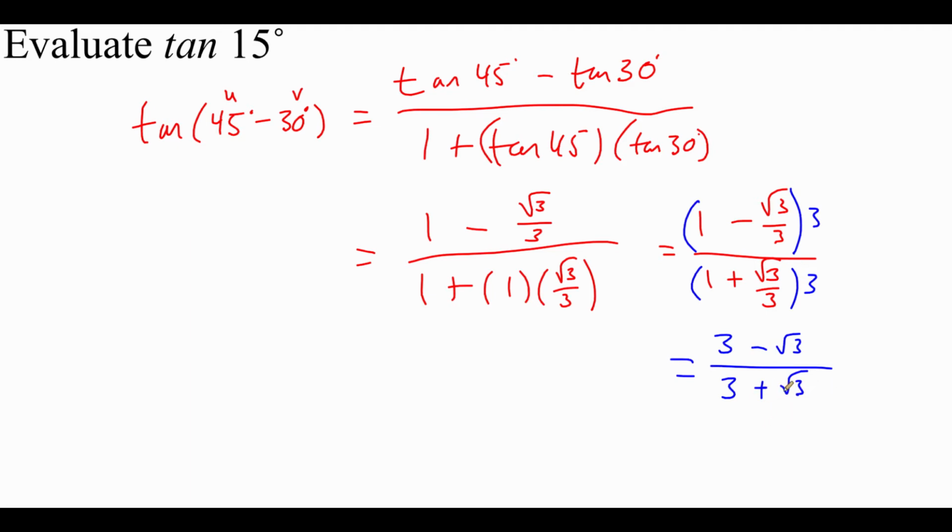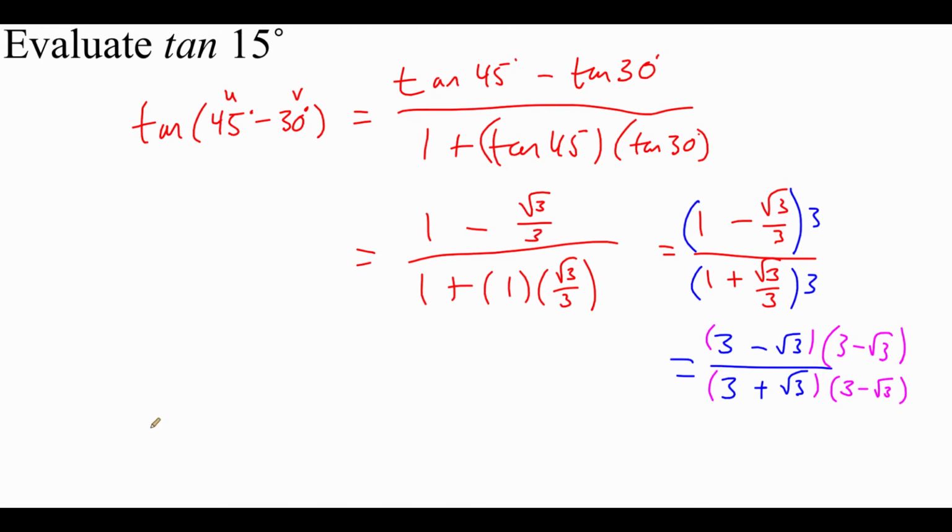In order to clean this up, because we've got a binomial term in the denominator, what we're going to do is multiply by the conjugate. So we have 3 plus root 3 on the bottom. So we're going to multiply by 3 minus root 3 on top and on bottom. Now we're going to have to FOIL these out.